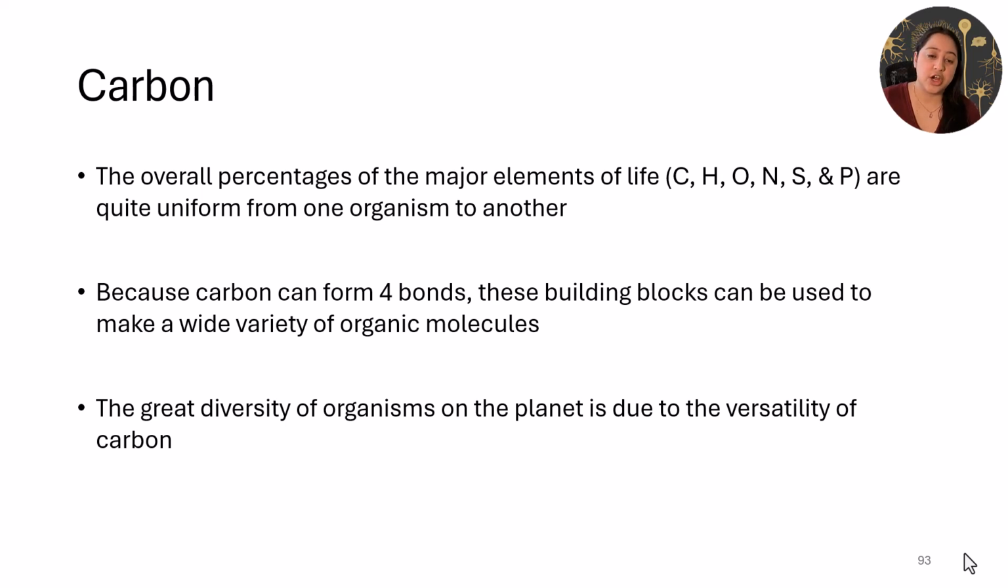And so because carbon can form 4 bonds, it's awesome. It can work with a whole bunch of different other players. And so carbon can make all kinds of different organic molecules. So the great diversity of organisms on the planet is due to the versatility of carbon. So again, it's kind of just lucky that carbon happens to have the bonding capabilities that it does, and that's why it's so important to life.